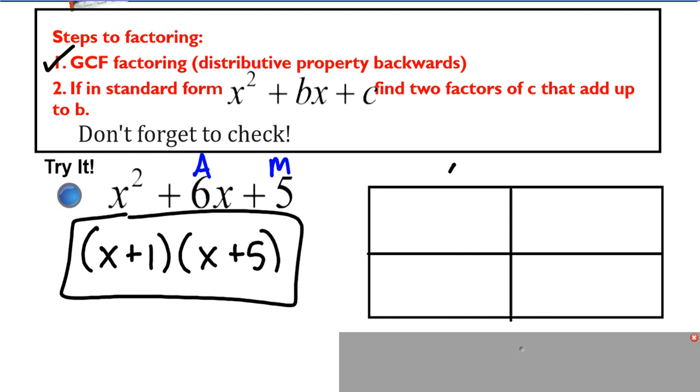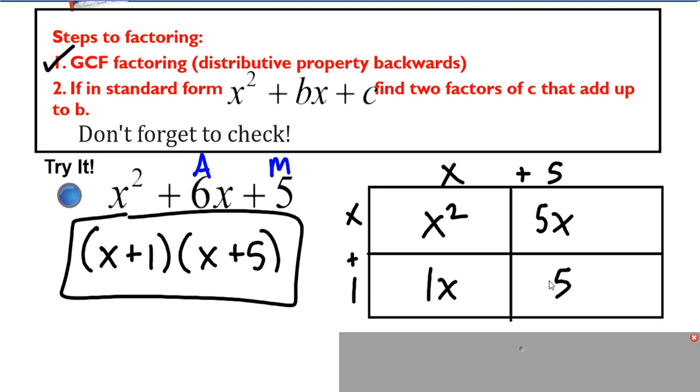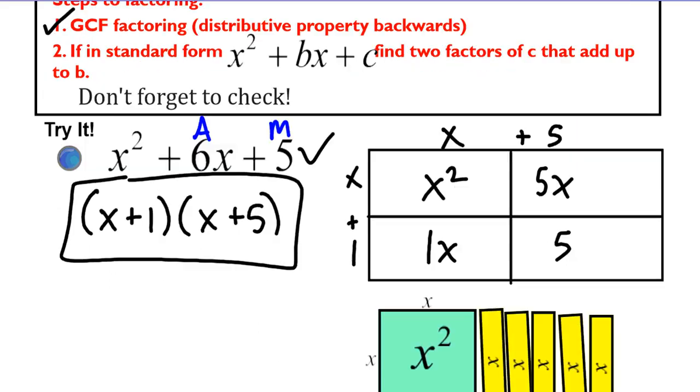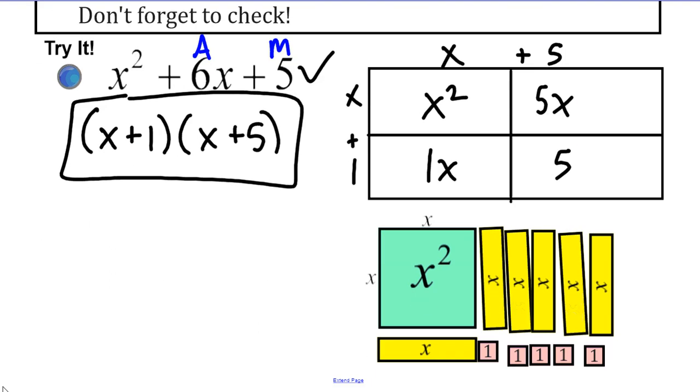If you want to check, you can make a multiplication table. X plus 1, x plus 5, x squared, 5x, 1x, and 5. If you add up all the pieces, x squared, 6x, plus 5, it checks out. So you'd be done. There's what the tiles would look like as well. You could also do double distribution and check that it makes x squared plus 6x plus 5 as well.